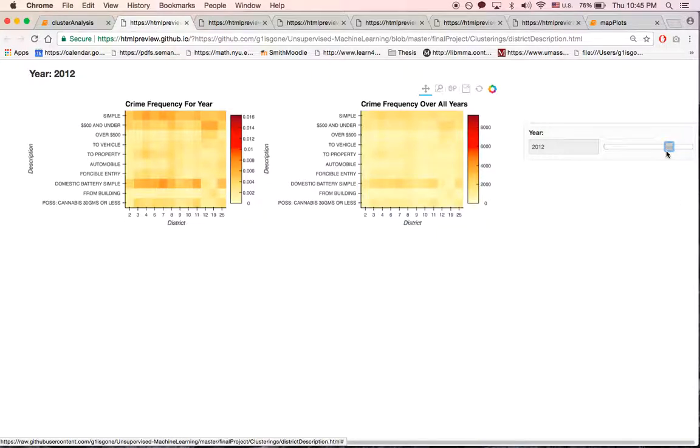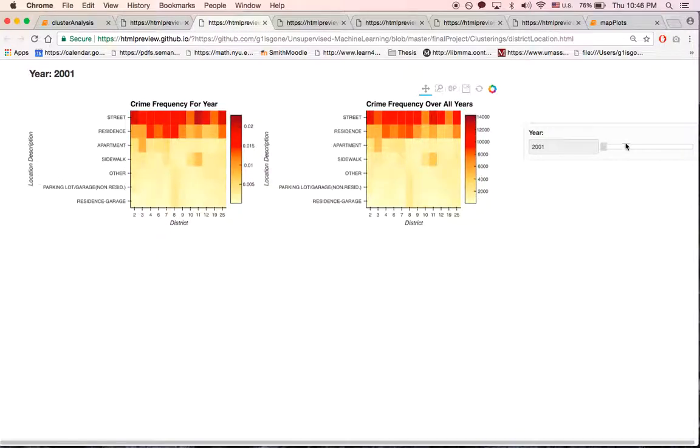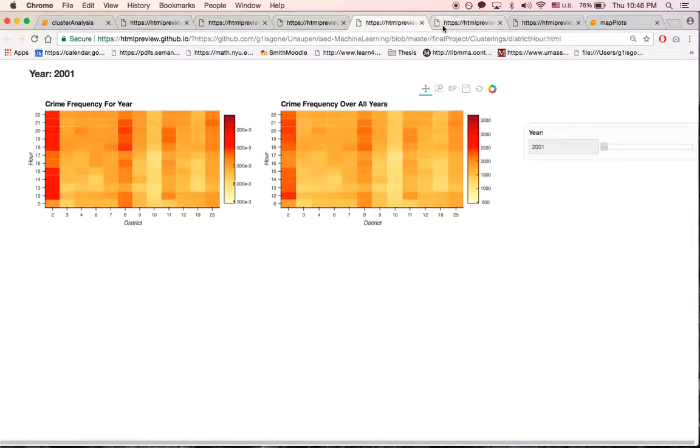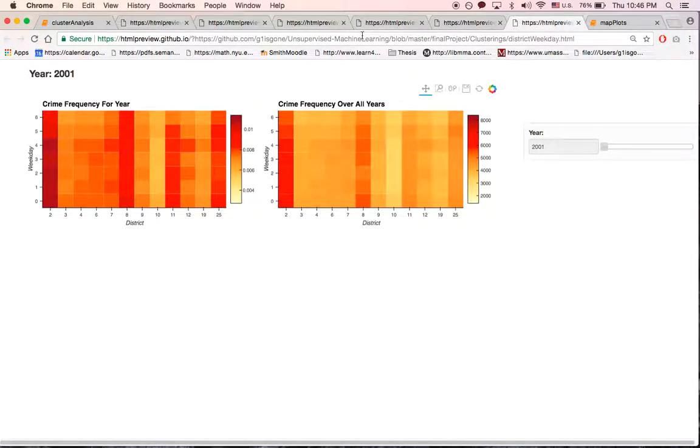The reason why we did this side-by-side comparison was so that we could understand if certain patterns were representative of the entire dataset, or if they were specific to that year. And we created this for each attribute. So one for description, one for location description, one for month, hour, day, and weekday.